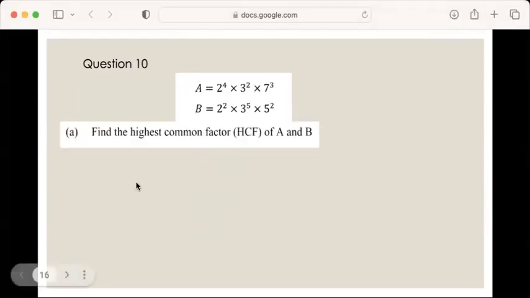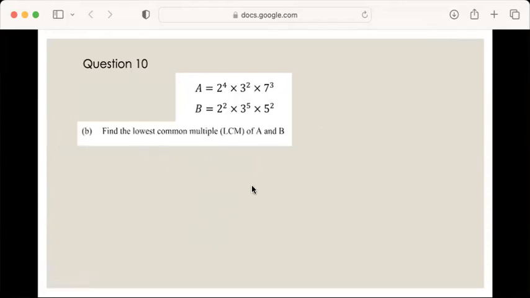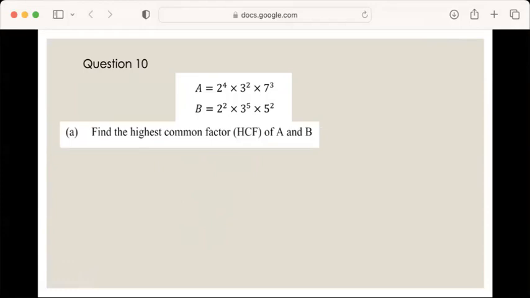Right, now you can try this question out. Question number 10. Here you are given 2 numbers A and B. A's factors are 2 to the power of 4, times 3 to the power of 2, and 7 to the power of 3. B, 2 squared, 3 to the power of 5, times 5 to the power of 2. Find the highest common factor of both and find the lowest common multiple of both. That's the question. Okay, so please pause the video and copy this down and try to find the highest common factor and the lowest common multiple.